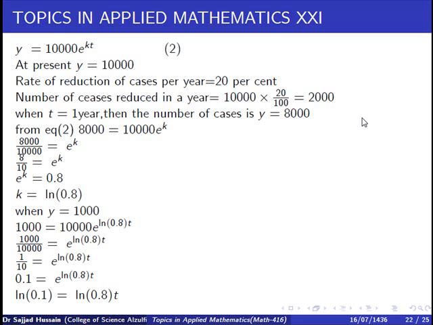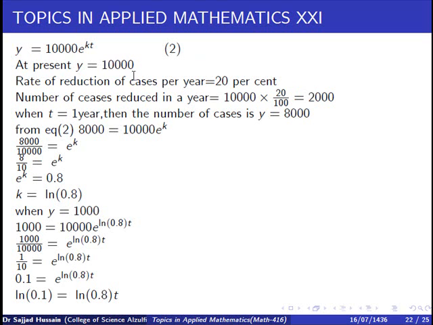So 2,000 cases, a 20% disease reduction per annum in the population of 10,000. 10,000 multiplied by 20 over 100, 2,000 patients are reduced. Then after 1 year, when time t is equal to 1 year, the number of cases is equal to 10,000 minus 2,000, that is 8,000.